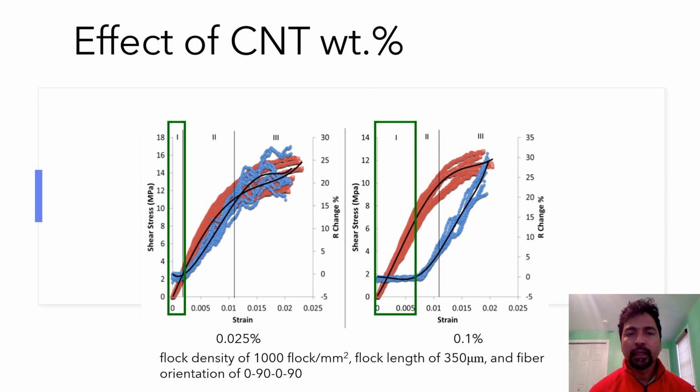Now, coming to zones 2 and 3. In zone 2, the resistance change is much higher in 0.025% compared to 0.1%. However, in zone 3, you can see a lot of fluctuations in the electrical response in 0.025% compared to 0.1%, since we have very few carbon nanotubes in the system, the electrical network is not very rich. In 0.1%, we have a very good conductive network compared to 0.025%. That's expected from the amount of carbon nanotubes.